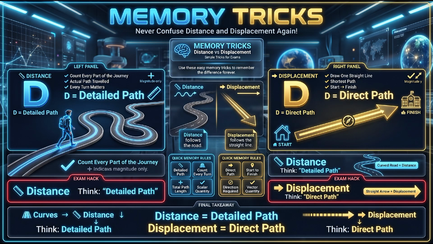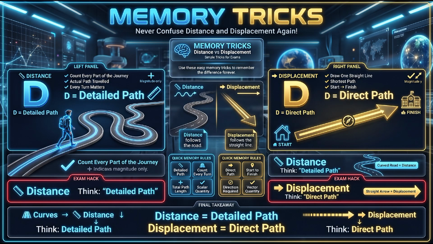Think of the letter D in distance as standing for detailed path. Distance measures the complete path an object actually travels. Every turn, every curve, and every part of the journey is counted. It doesn't matter whether the object moves in a straight line, follows a winding road, or changes direction several times. Distance simply adds the entire path traveled.